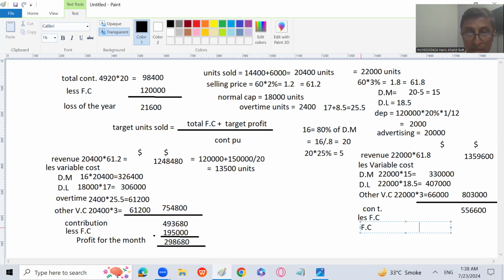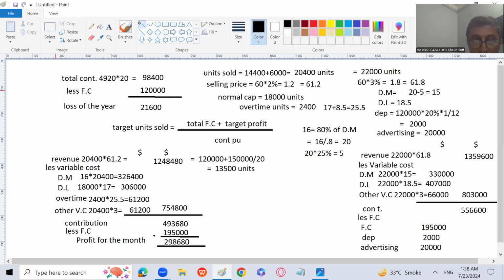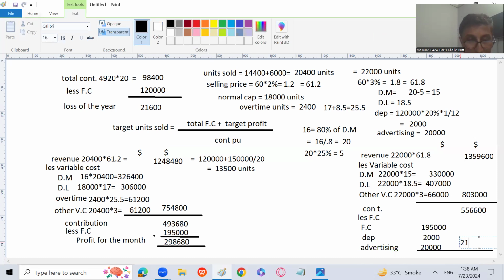That is going to be 195,000. Then depreciation, that is also a fixed cost, which has been calculated, 2,000, 1 month depreciation. And then advertising has also been increased as a fixed cost, which is 20,000. So I will go for the total of the fixed cost, and then I will subtract the total. I will get the profit. So the total fixed cost is going to be 217,000.